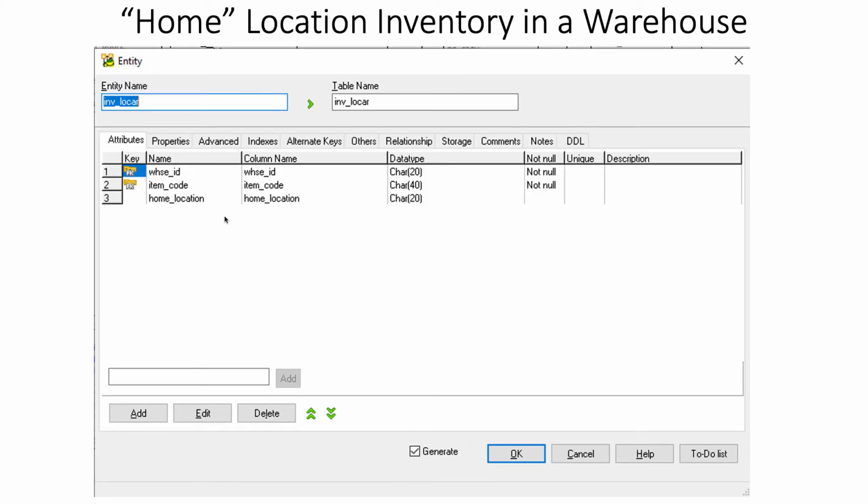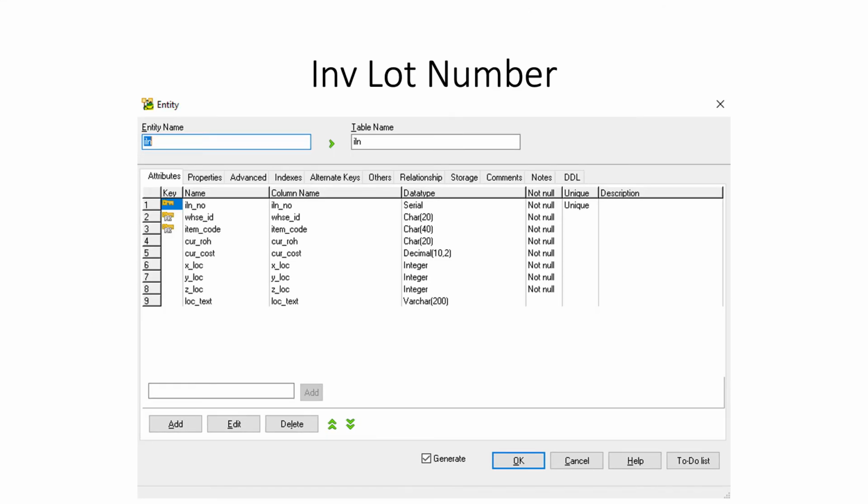Home location in a warehouse. So if you have a warehouse and an SKU or an item code in the warehouse, where's the default location? And that's all I'm really going to track initially, because I also have something called an inventory lot number, an ILN.